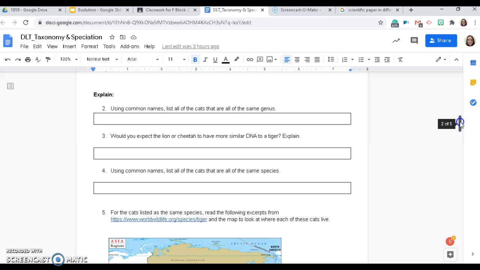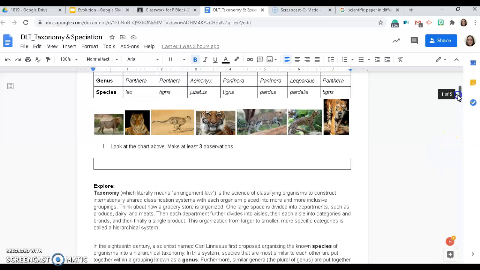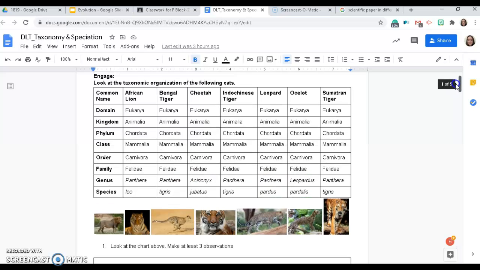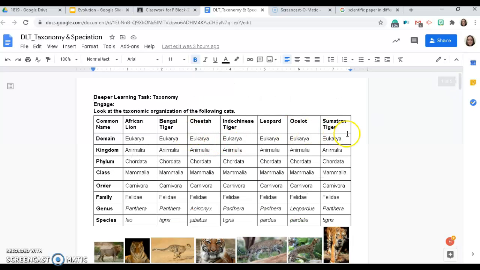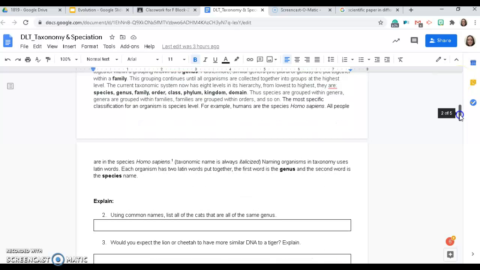And then you're going to go back into the chart. You're going to list all of the cats that are of the same genus. And then you're going to answer a question about DNA. And then you're going to use common names to list all of the cats that are of the same species. The common names are listed across the top of the chart, so you're going to use the common names to identify which cats are the same species.